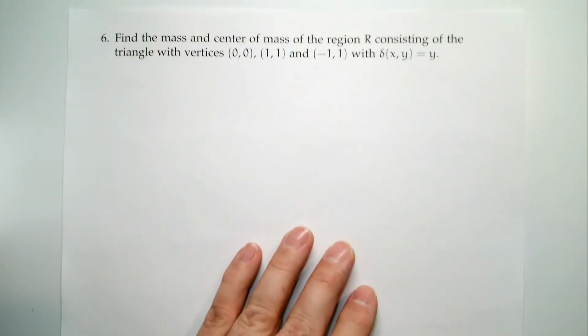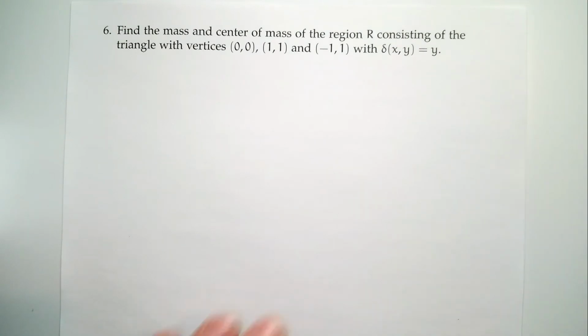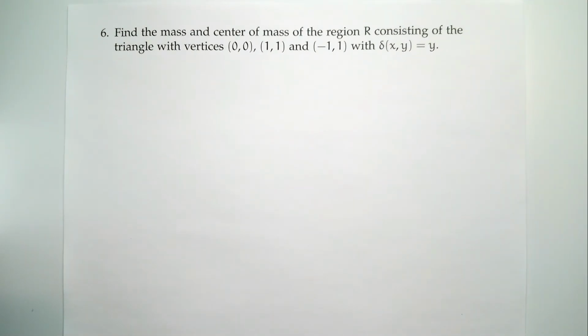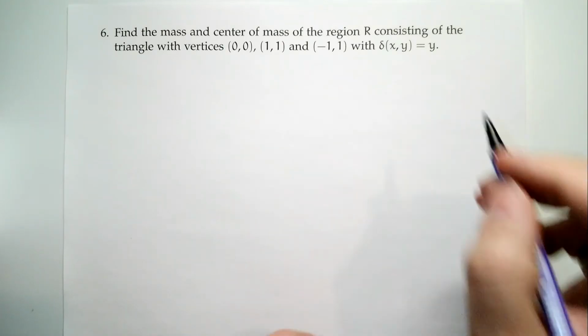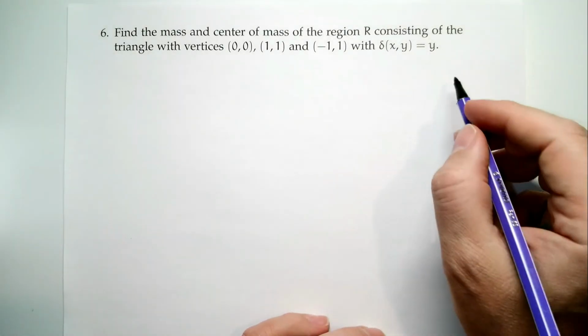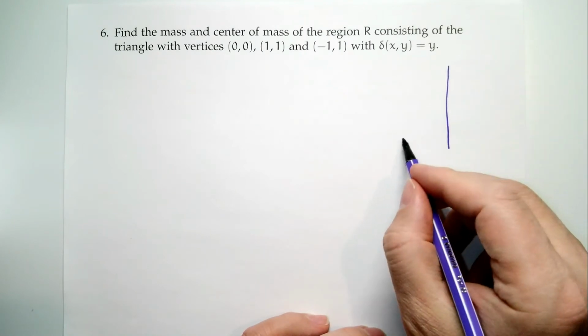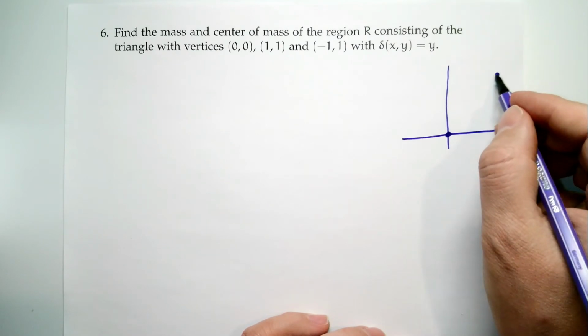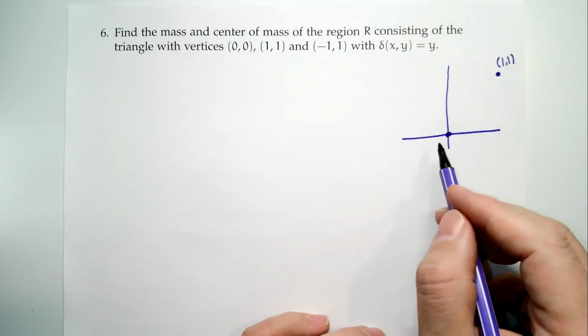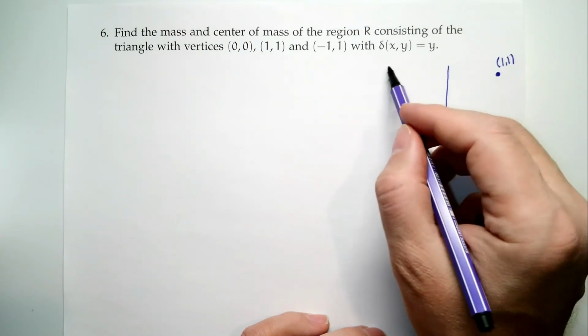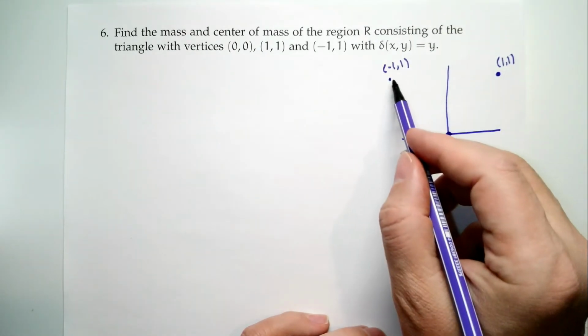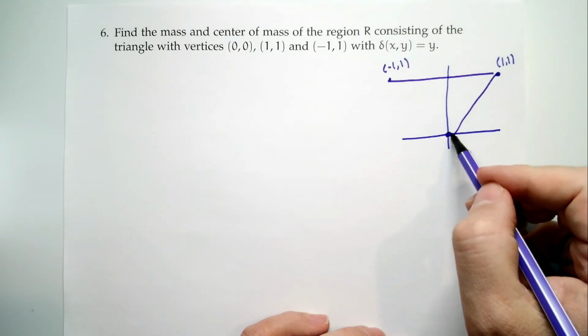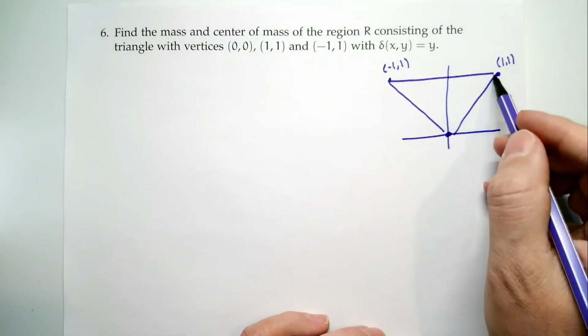All right, number 6. Find the mass and center of mass of the region R consisting of the triangle with vertices (0, 0), (1, 1), and (-1, 1) with the density equal to y. So let's do a quick sketch of our region here. So we have (0, 0) is there, (1, 1) we'll say is here, and (-1, 1) is just straight across. So there's our shape. All right.